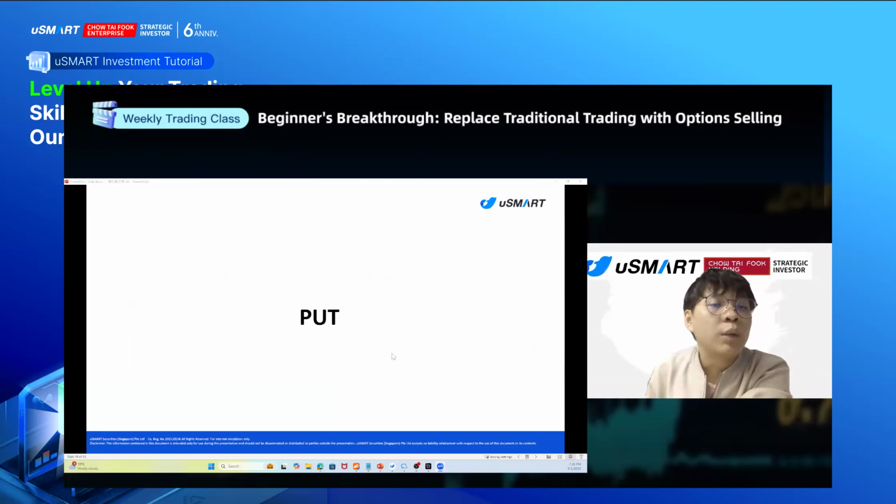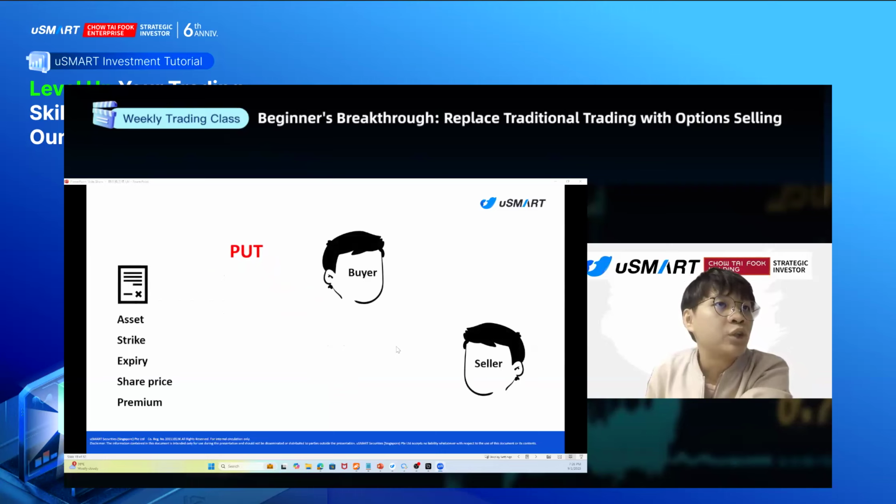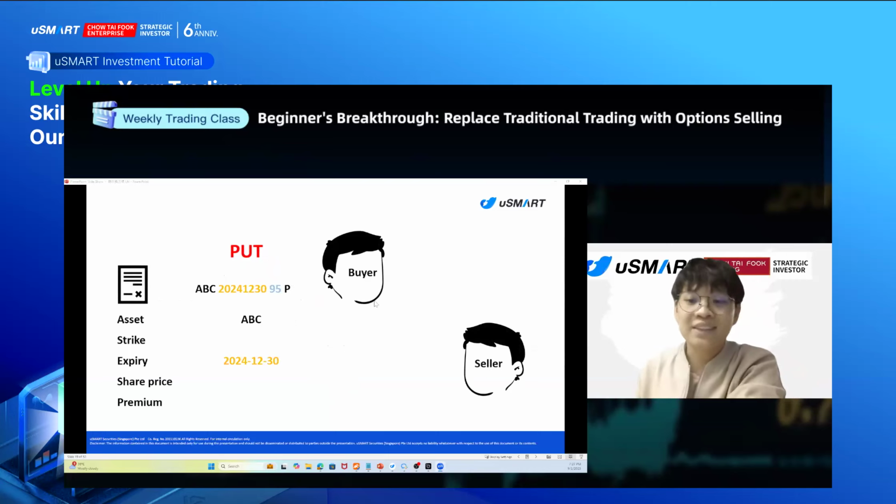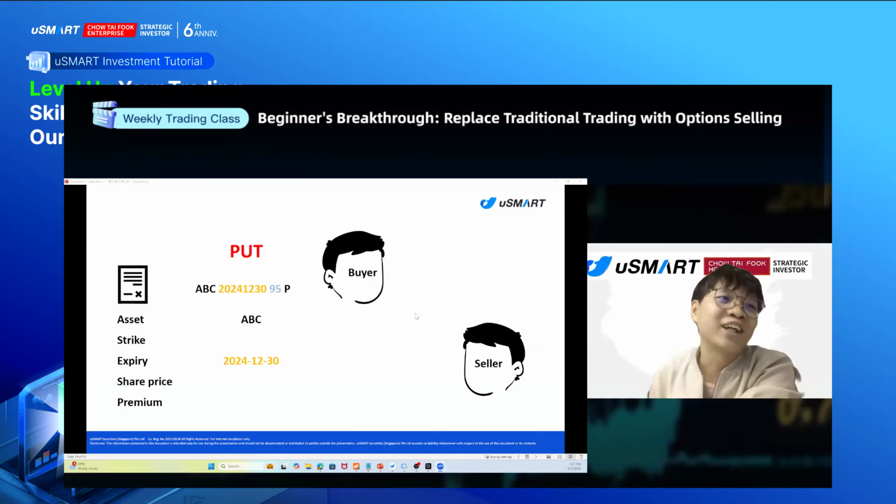So what about put options? If you come to put options, the terms are very similar. It's just that the last letter is P instead of C. C stands for call options, while P stands for put options. Just try to understand this kind of concept, and then we will get into the strategy later on, and then we will go into real life examples.